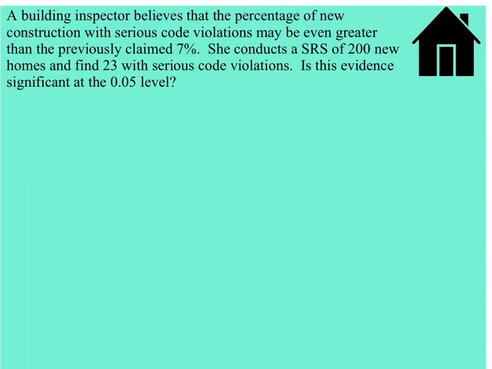So let me just point out our p hat here is 0.115. Not that we necessarily need it for anything because we were told it was greater than, but I think it's kind of helpful to know. State our null. We begin by assuming what was true still is. Alternative, that now it's greater than 0.07.